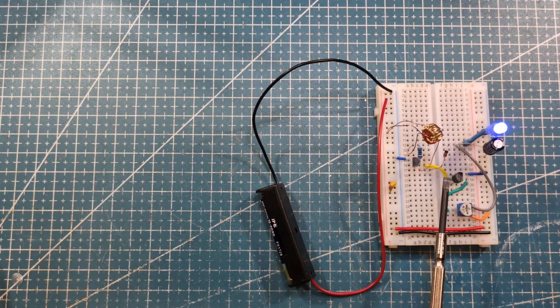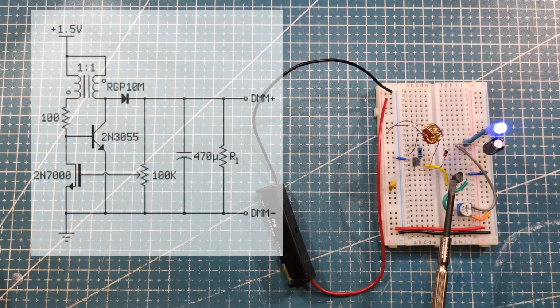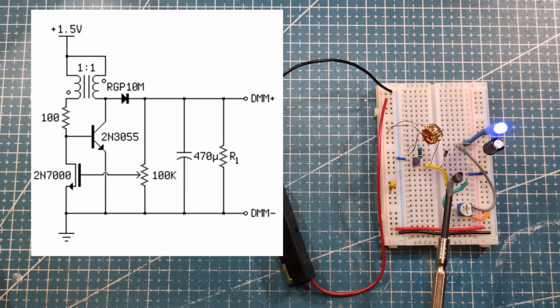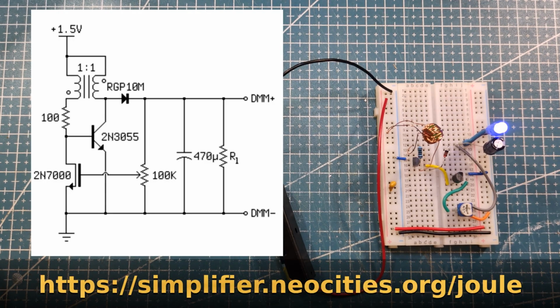There's a diode in here. In the original diagram, it says RGP10M, whatever that is. I've just put a 1N4148, which is also recommended in the description on the actual website that I found this on, which I'll link in the blog and probably on this video. So yeah, that's pretty cool.